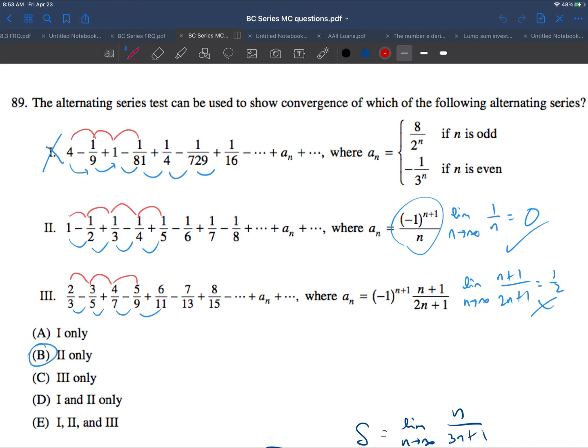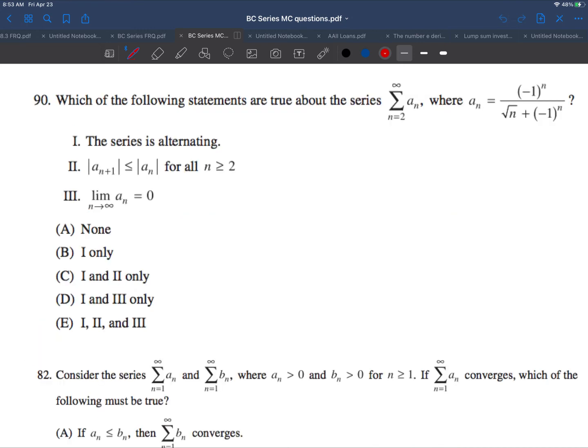So let's look at the other problem in your packet that also has an alternating series test. And this one's a little more straightforward. It basically says which of the following is true about this series. So the easiest way to see what's going on with any of these things, if you're given a general term, is to write out the first few terms. So I'm going to write out the first few terms here. I start at n equals 2. So my top on the first one would be this. And then 3 would give me this. And I could write out a few more just to make sure that I'm understanding what's going on. One more.